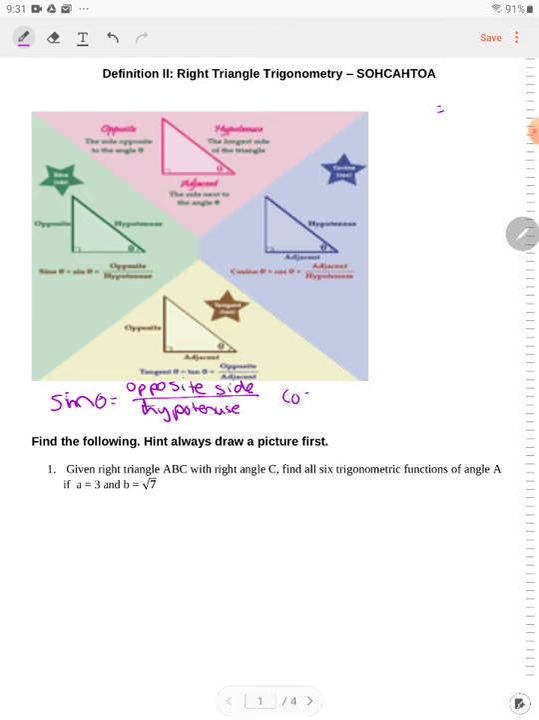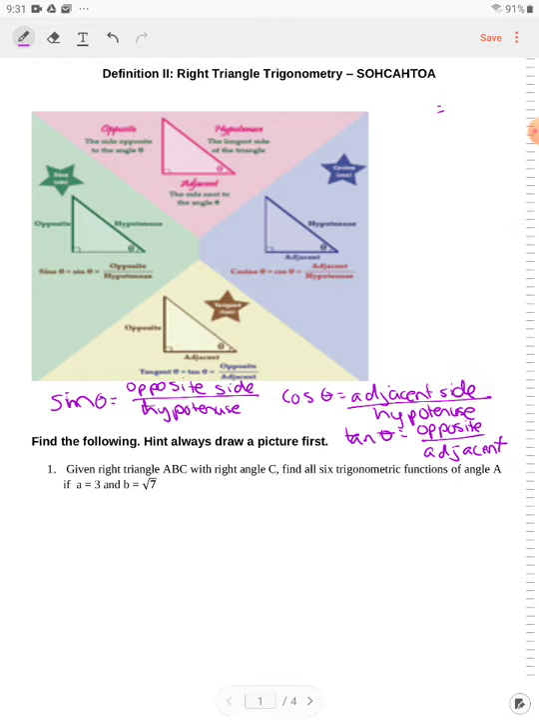Cosine of theta, A stands for the adjacent side over the hypotenuse. And then tangent of theta is equal to the opposite side. So we're going to just say opposite over adjacent. So I can mark these if I just have one triangle per problem. We can mark the opposite, the adjacent, and the hypotenuse.